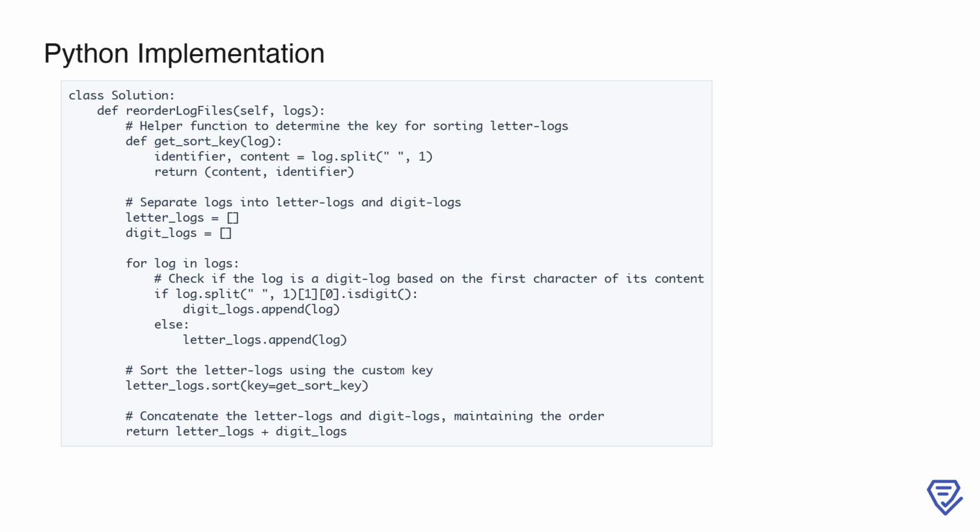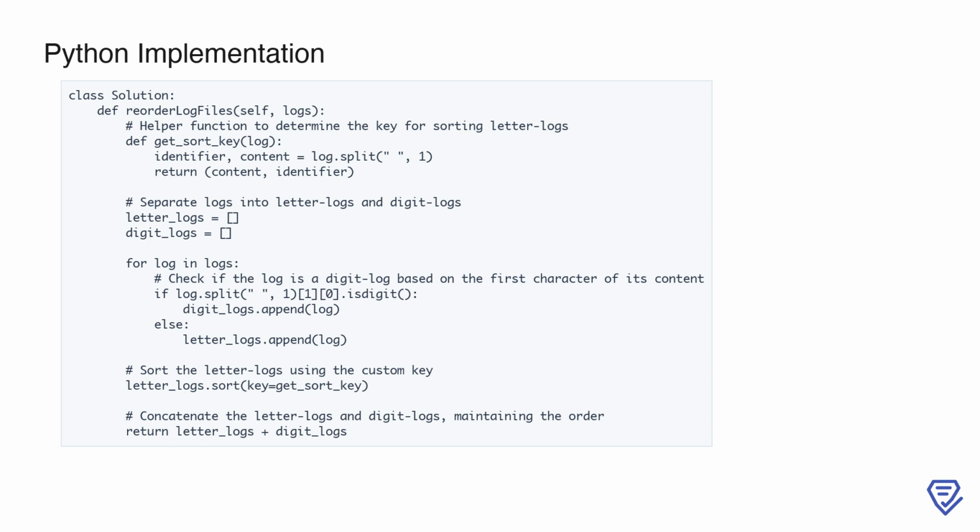2. Separate logs into two groups. The algorithm initializes two lists, letter_logs for logs with alphabetic content and digit_logs for logs with numeric content. It iterates through the input list logs, checking if a log is a digit log by examining the first character of its content, after the identifier. Letter logs are added to letter_logs, while digit logs are added to digit_logs.